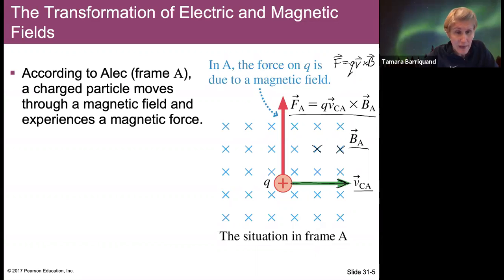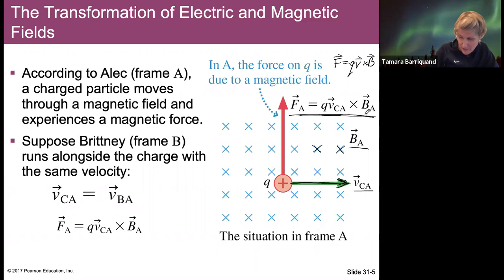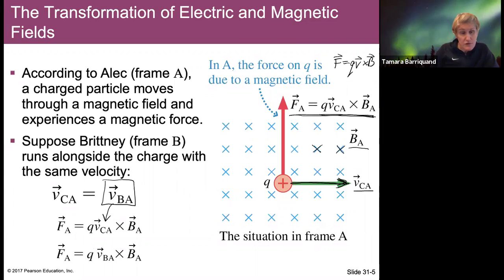So according to Alex in frame A, a charged particle moves through a magnetic field and experiences a magnetic force of Q V_CA cross B sub A. Now, let's suppose that we have Brittany in frame B running alongside the charge with the exact same velocity. So the velocity of the charge, V_C with respect to A, will be equal to Brittany's velocity, the velocity of Brittany with respect to A. So in the force that Alex sees, Q V_CA cross B, we can take the fact that V_CA equals V_BA and plug it in. And so I can rewrite this as the force is equal to Q V_BA cross B sub A.